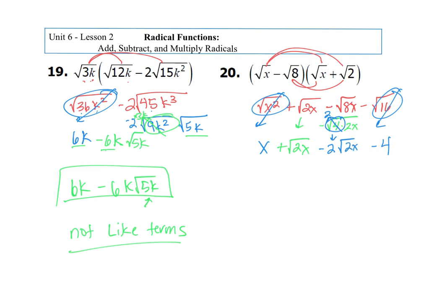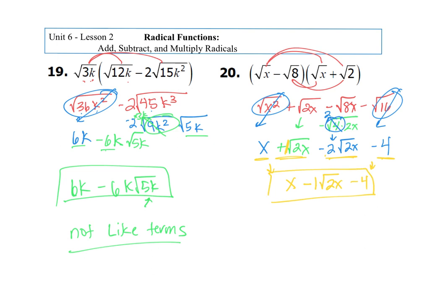Now we have some like terms here. These are the only like terms that I underlined in yellow because they both have 2x underneath the radical. The coefficient here is 1, so I would say 1 minus 2 is negative 1 square root of 2x. But x and minus 4 can't go together, so they just come on down. We have x and then minus 4, and this is as simple as I could do it. Nothing else was like terms.